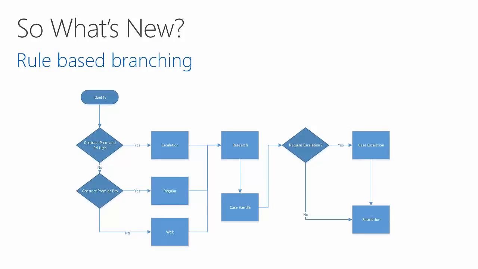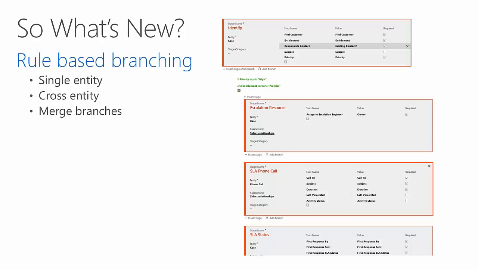To branch a business process, you can now use if, else conditions for business rules logic that was enhanced with CRM 2015. When creating a branch, you can simply use a single entity or cross it with multiple entities. Additionally, branches will come to a single merge step, which is the step after the else condition.